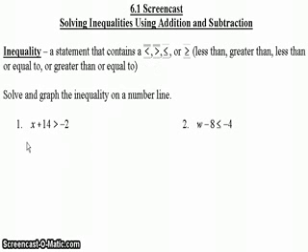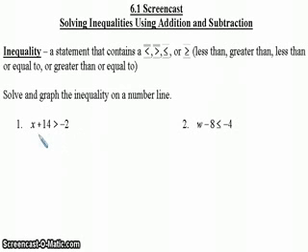Okay, to get started on number one, the problem is x plus 14 is greater than negative 2. I think it helps to read it out loud so you get used to saying what that symbol is representing. The directions tell us to solve it, and then after we've solved it, we're also going to graph it on a number line. So I'm going to go ahead and freeze this, grab a pen.